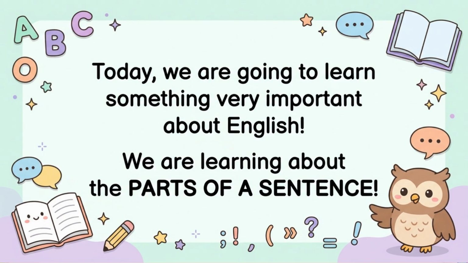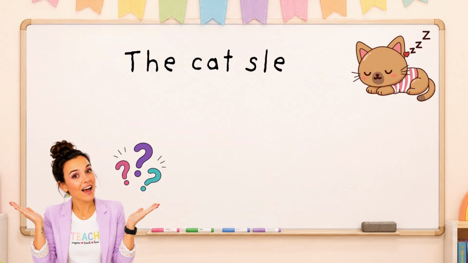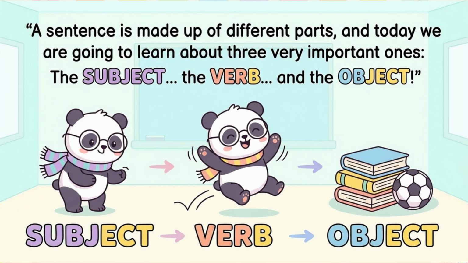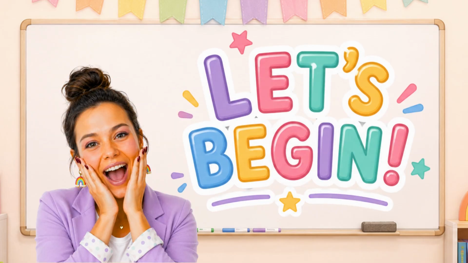Today, we are going to learn something very important about English. We are going to learn the parts of a sentence. Have you ever wondered how we make a sentence? For example, the cat sleeps, or Sarah eats an apple. A sentence is made up of different parts, and today we are going to learn 3 very important ones: the subject, the verb, and the object. Are you ready? Fantastic! Let's begin.